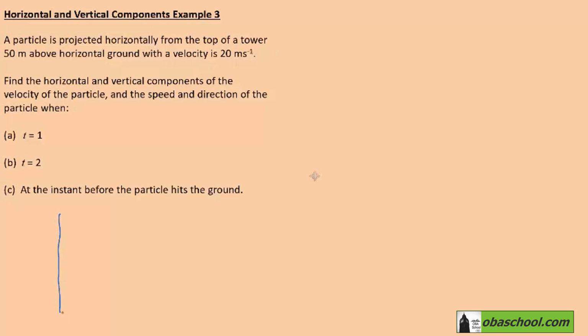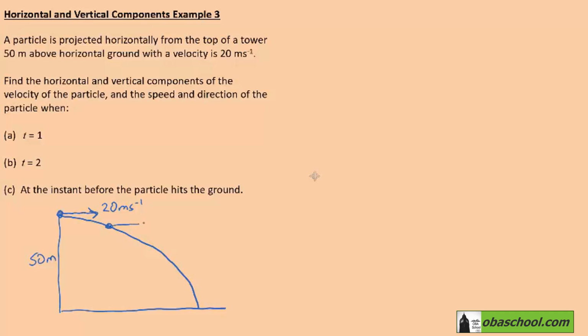So overall, we have this situation where the particle starts off here, 50 meters above the ground, and it's fired horizontally. We know that was 20 meters per second, and then it's going to go through a path like so. Presumably t is 1 is some point here, and we've got to work out the components there.